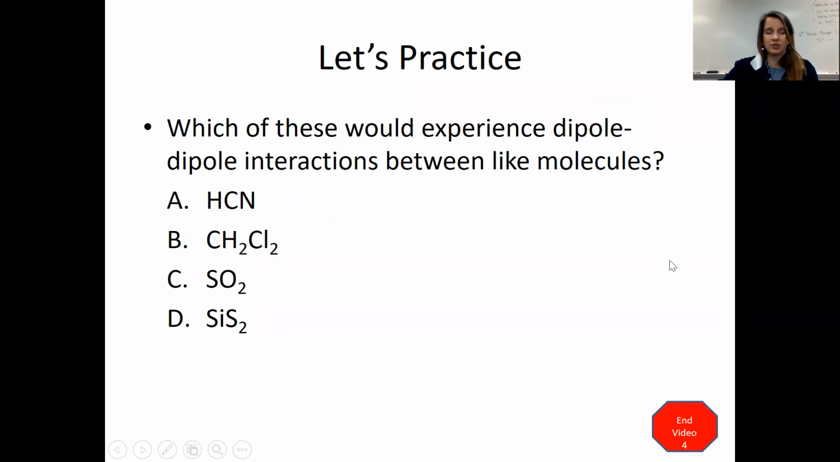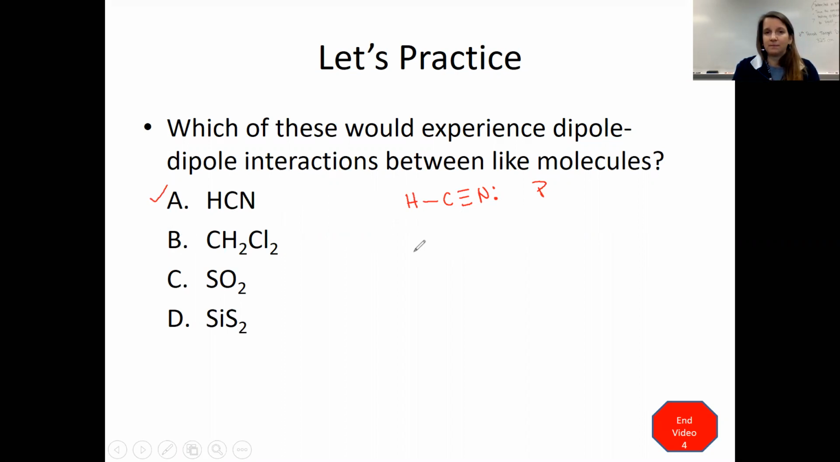So let's look at this next question. Which of these would experience dipole-dipole interactions between like molecules? So same thing, we need to draw it. With letter A, you might think to yourself, well, I don't have to draw this. I know it's going to be linear, but do you? Do you know that there's not any lone pairs on that central atom? If you don't know, you might want to draw just to make sure. And if you draw, it would look like this. And yes, that's a polar molecule because we have different ends. One's hydrogen, one's nitrogen. So this would have dipole-dipole interactions.